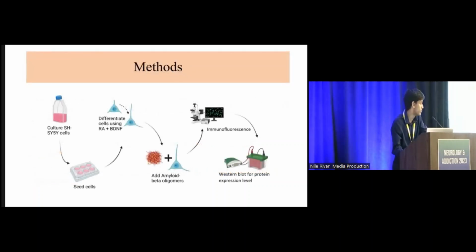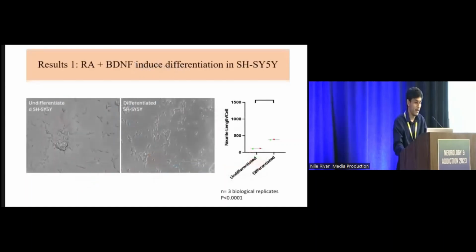So the methods were pretty simple. Culturing was performed. We seeded differentiation with retinoic acid and BDNF. We treated with amyloid beta oligomers, performed immunofluorescence, and finally closed off with Western blotting. It seemed simple, but it wasn't. To begin our investigation, we first had to make sure that the model that we were using was working. Was it relevant to neuronal cells?